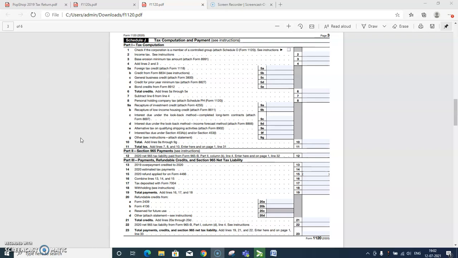Recapture of new market credit. For this you have to go through Form 8874. Notice of recapture event for new market credit. Recapture of employer provided child care facilities and services credit. You can go to Form 8882.